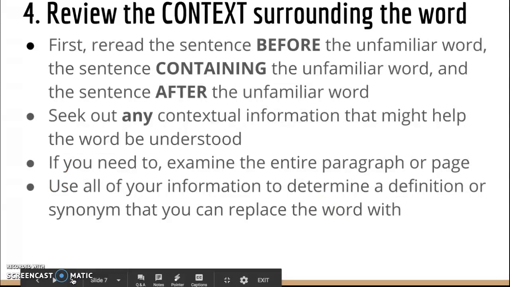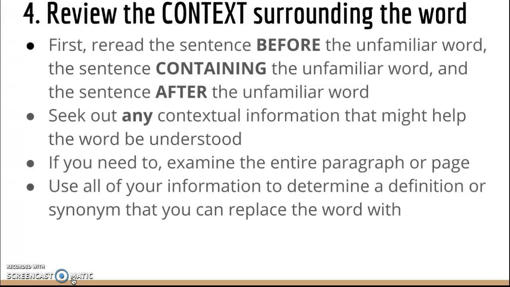Now's where we get our hands really dirty. We have to review the context surrounding the word. So the word context just means background information. So when we're talking about context, we're talking about any background information in the rest of the text that can be useful to us. We want to look at the whole thing. So first, reread the sentence before the unfamiliar word, then read the sentence containing the unfamiliar word, and then read the sentence after the unfamiliar word. When you're doing this, seek out any contextual information that might provide you a clue.